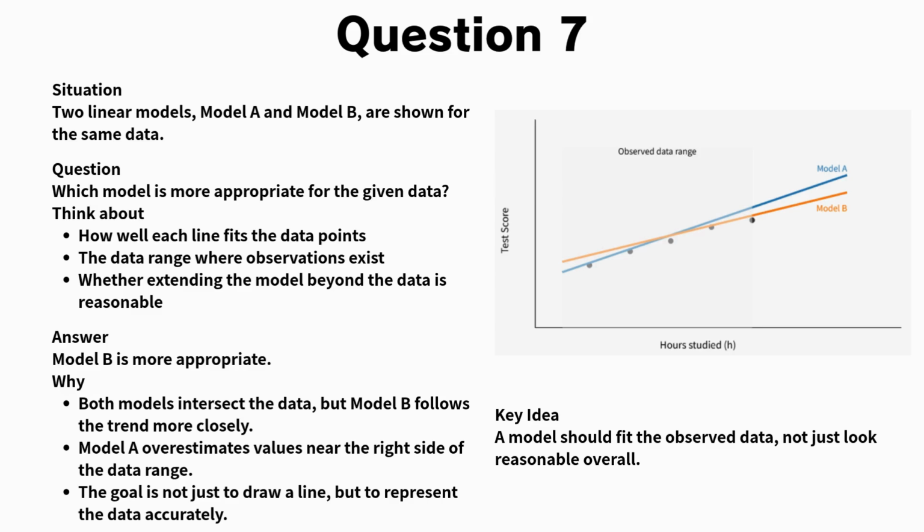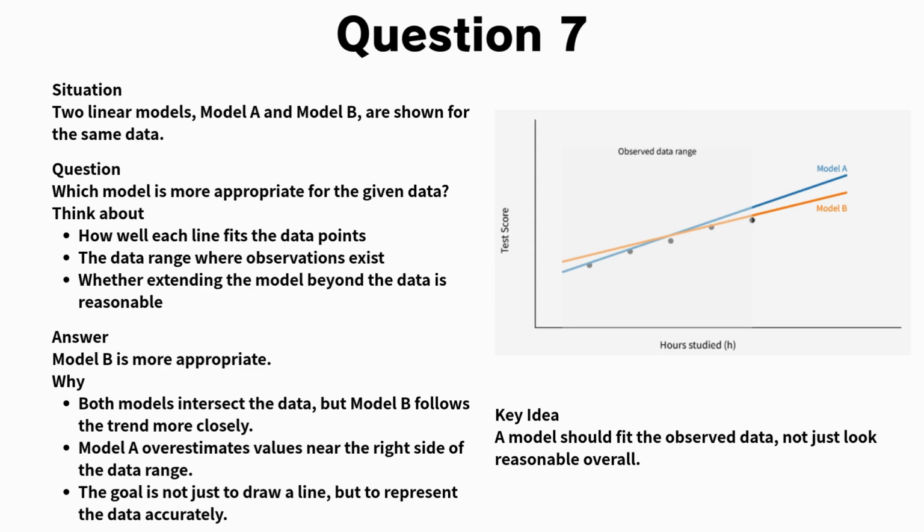Now, let's begin the explanation for question 7. When choosing between two linear models, the key question is not which line looks nicer, but which one represents the data more accurately. In this graph, both Model A and Model B are straight lines, and both pass near the data points. However, accuracy matters within the range where data actually exists.